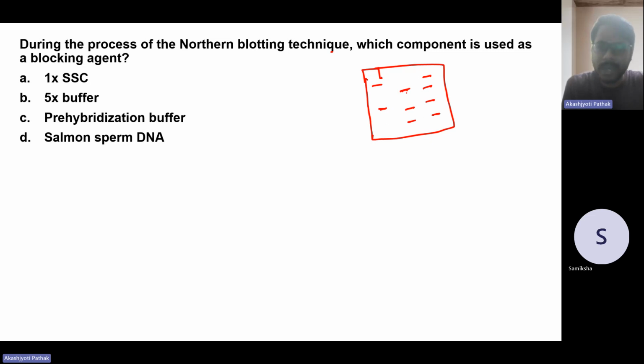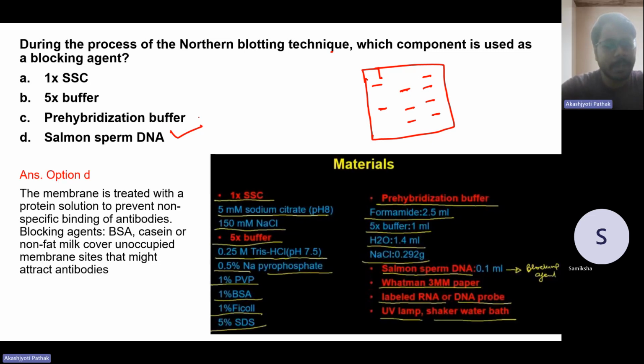You want the signal only from a particular RNA sequence. So for that reason, you need the blocking agent, and the answer is salmon sperm DNA, which is used in case of northern blotting. In northern blotting, this particular salmon sperm DNA is used.